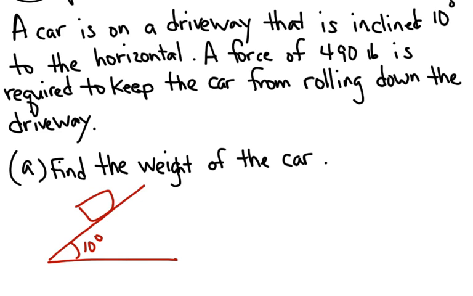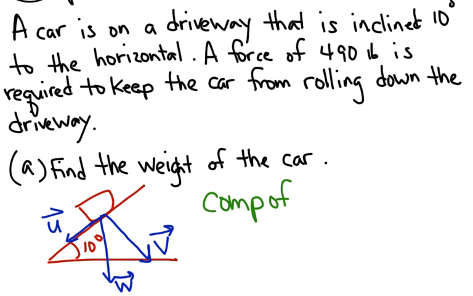Here's the car. There are 3 forces here. We have the force that keeps the car from rolling down the hill. We usually call that U. The force perpendicular to U, which is the force of the car onto the hill, we call that V. The third vector, the one pointing straight down, is vector W, and that has to do with the weight of the car. Problem is, I don't know the weight of the car, but I'm going to find it because I could find the weight of the car doing the component of W on U.